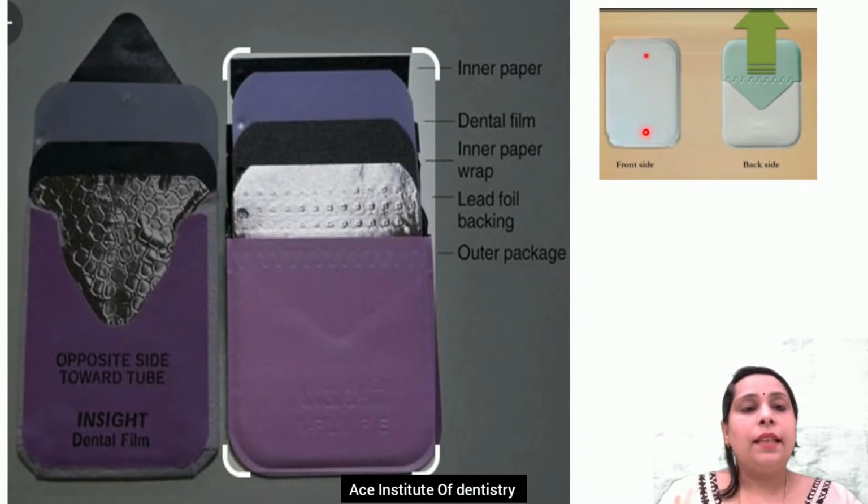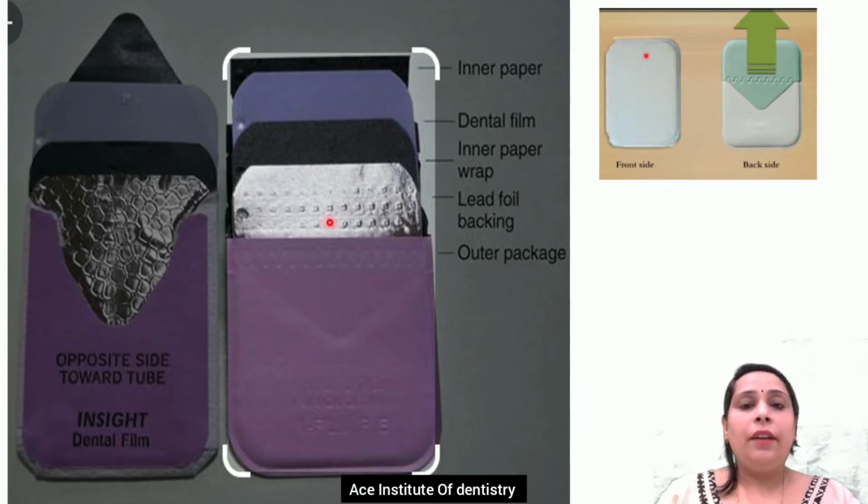How does this X-ray film appear? If you see from the front, it has a raised dot. That side has to face the occlusal plane. Once the radiation has been done and we open it, we will have a black cover that is called the inner paper. Inside the inner paper, we have the dental film. This is the dental film. We hold it with the holder and do the processing in a developer, wash and fixer.